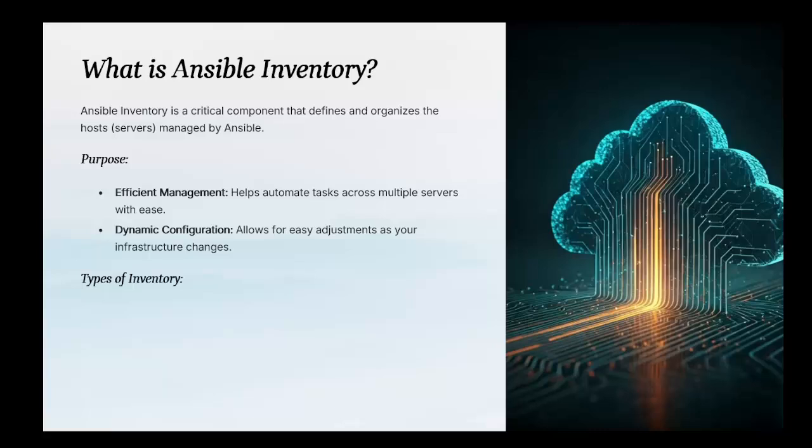There are two main types of inventory. First, static inventory, defined in simple INI or YAML files, ideal for consistent environments. Dynamic inventory uses scripts to automatically pull host information from cloud providers or other dynamic resources. Think of Ansible inventory as a directory or an address book for all your servers. It keeps everything organized and manageable, making your automation tasks much more straightforward.